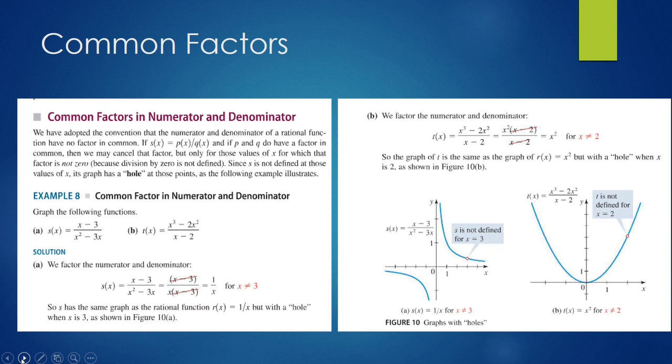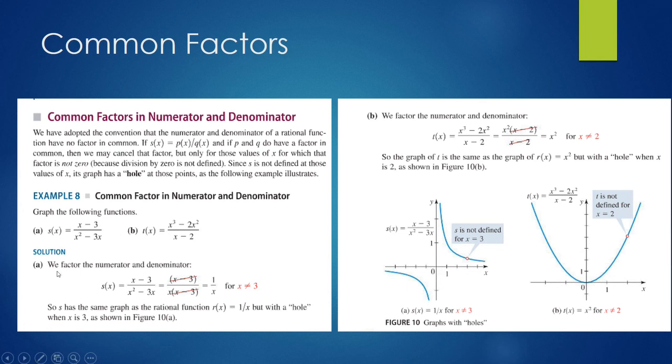So rational functions, as I said, you have polynomials in the numerator and the denominator. One thing that I may not have mentioned is that p and q, the numerator and the denominator, do not have common factors, meaning that there isn't something that divides into both of them. So you would want to simplify. You can cancel the factor, but only for those values of x for which the factor is not 0, because division by 0 would be not defined. So let's take a look at that.